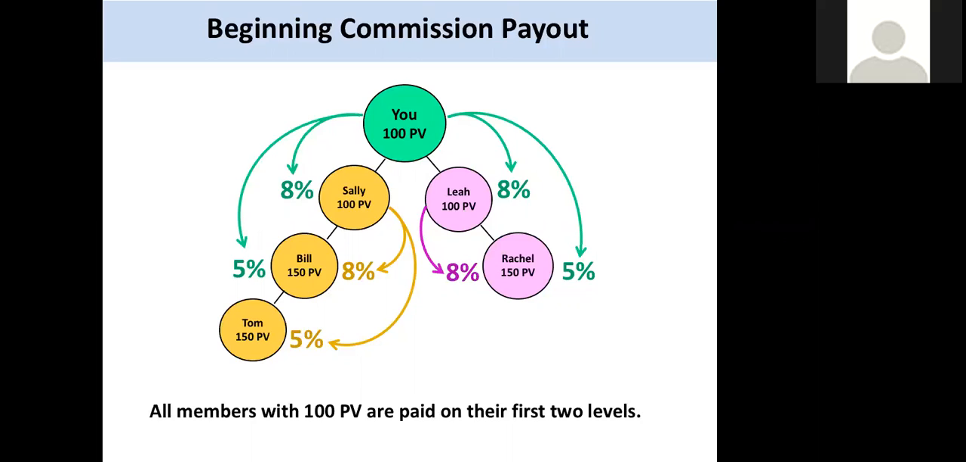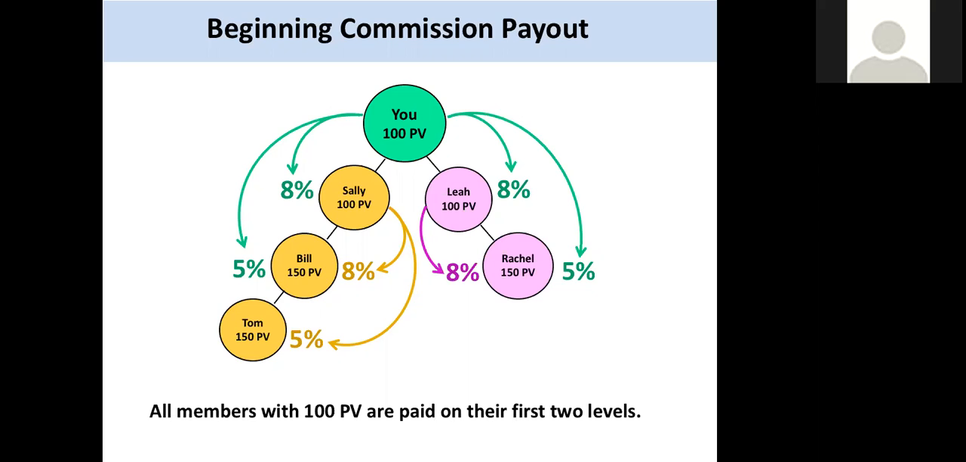And then if you go down the other leg, you can see that Leah is first level to you, so you would receive 8% commissions off of Leah's volume. And then Leah has sponsored Rachel, so you would receive 5% off of Rachel's volume because that's second level, unilevel to you. And Leah is going to receive the 8% from Rachel's PV, which is first level, unilevel commissions to Leah. So that is a very brief representation of what the unilevel commissions might look like or what it might pay out like. And hopefully that helps in recognizing exactly how that commission works.